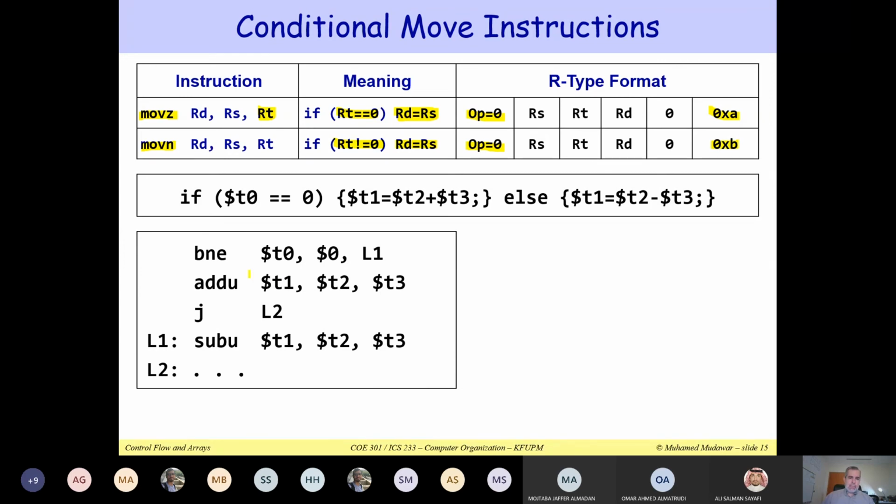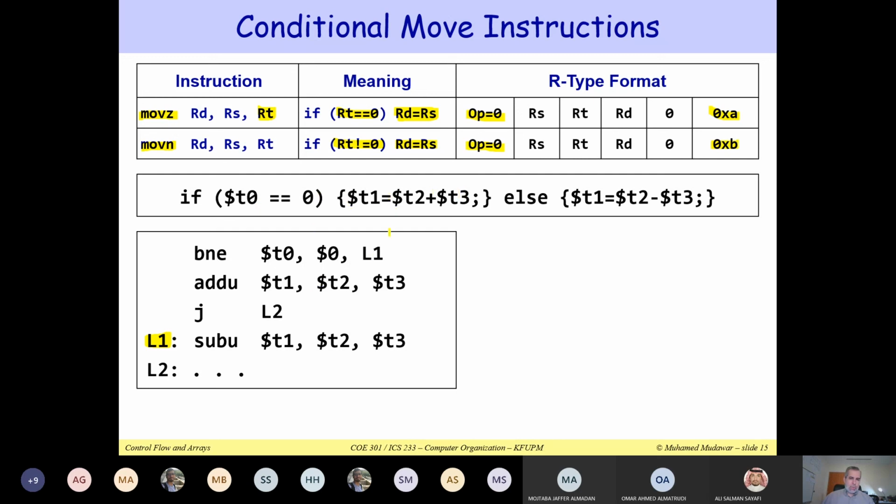I can say branch if T0 is not equal to register 0, which is 0. So branch if T0 is not equal to 0, branch to L1. So branch to the else part. Here L1 is a label for the else. Do the subtraction, T1 is equal to T2 minus T3. But if we don't branch, it means that it is equal to 0. Then we do the addition.